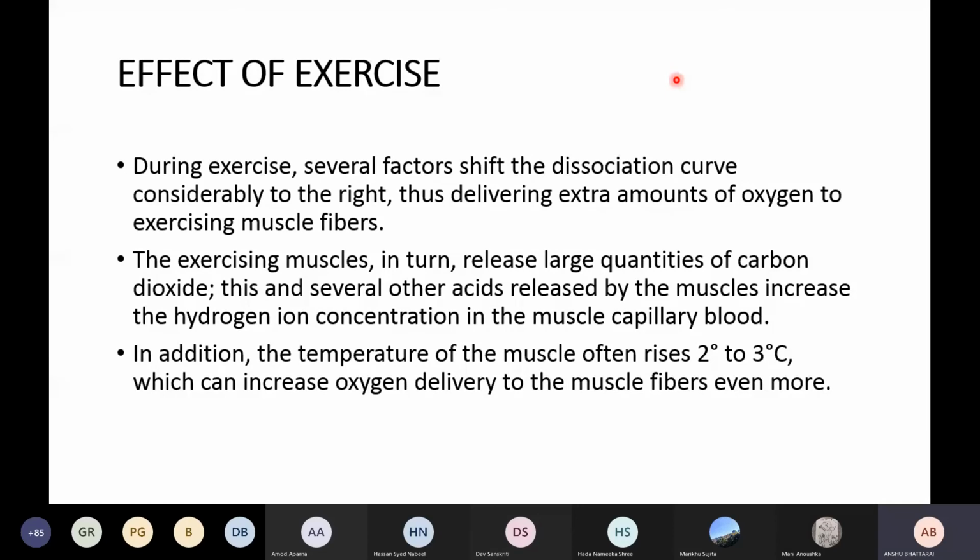So what did we talk about? We talked about pH, temperature, 2,3-BPG, and also the indirect effect of exercise. All of these things shift the curve to the right.